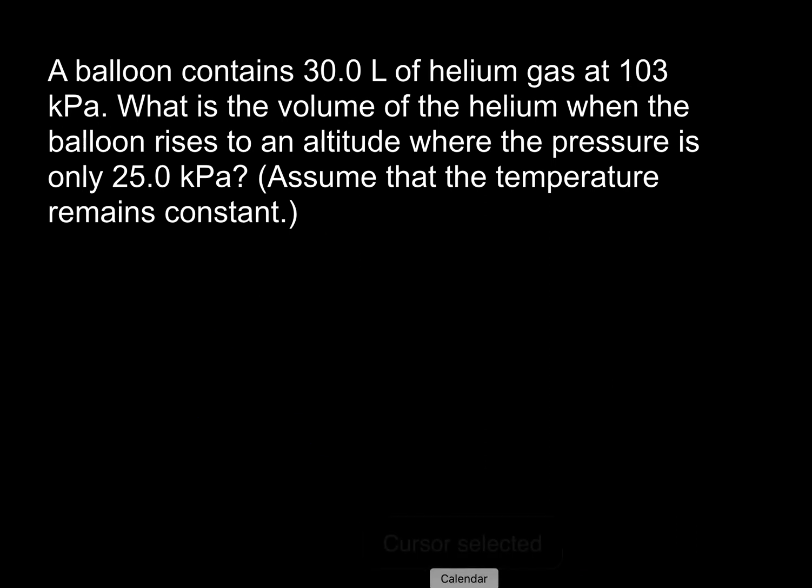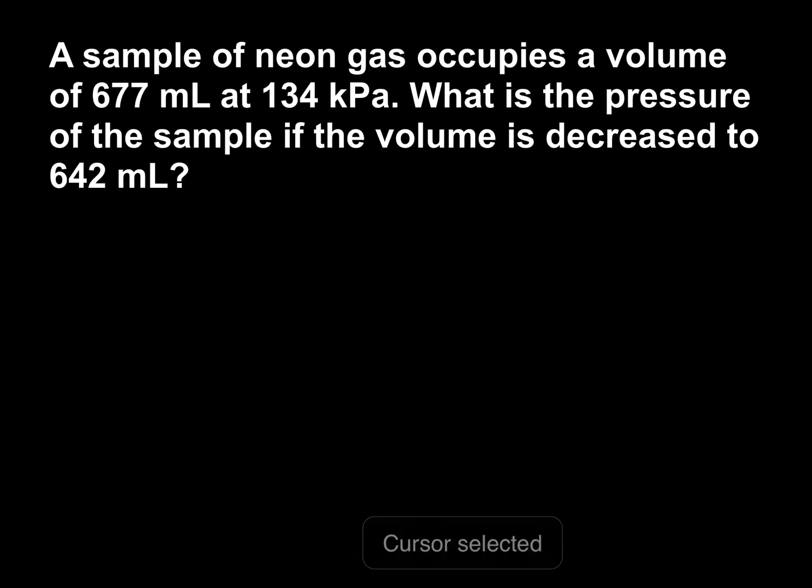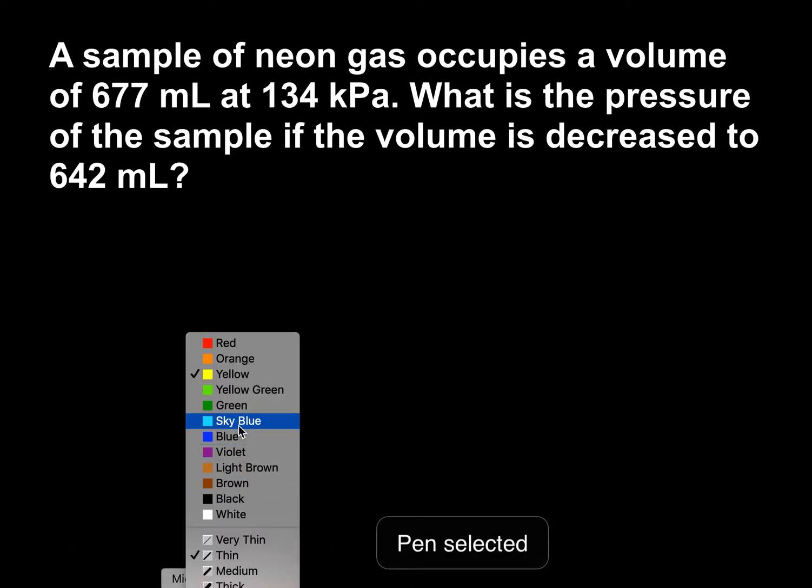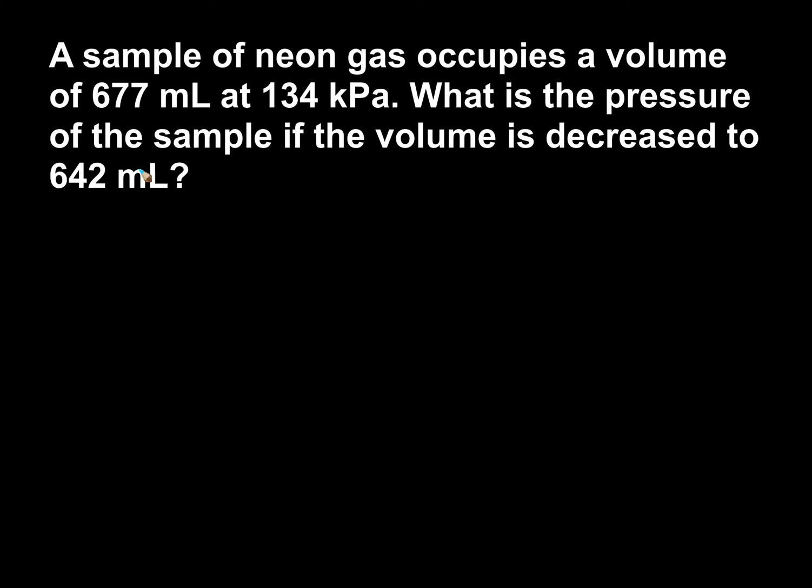We have one more example here, Boyle's law. So now we have a sample of neon gas that occupies a volume of 677 milliliters at 134 kPa. What is the pressure of the sample if the volume is decreased to 642 milliliters? So once again, same formula, P1 times V1 equals P2 times V2. It's really helpful with these gas law problems to write your formula out so you know what parts of the formula you're working with.